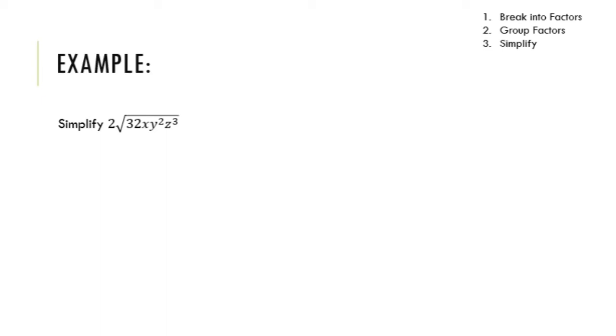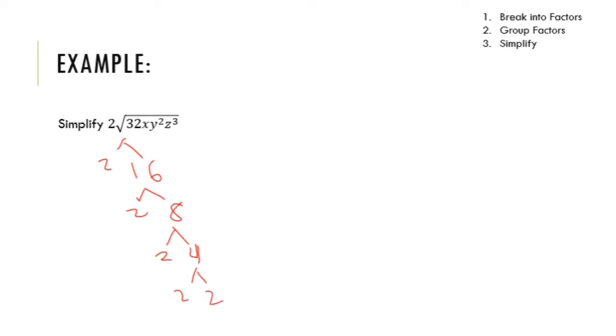Now let's do one with numbers and letters. We're still going to follow the same 3 steps: break into factors, group factors, and simplify. So let's start off by breaking off that 32 into factors. So we have 2 times 16, and then 16 is 2 times 8, and then 8 is 2 times 4, and then 4 is 2 times 2.